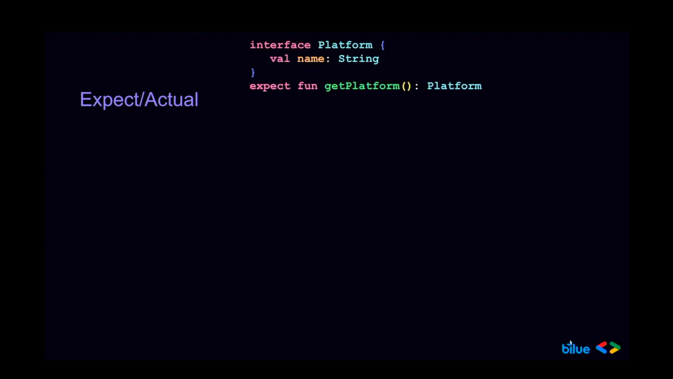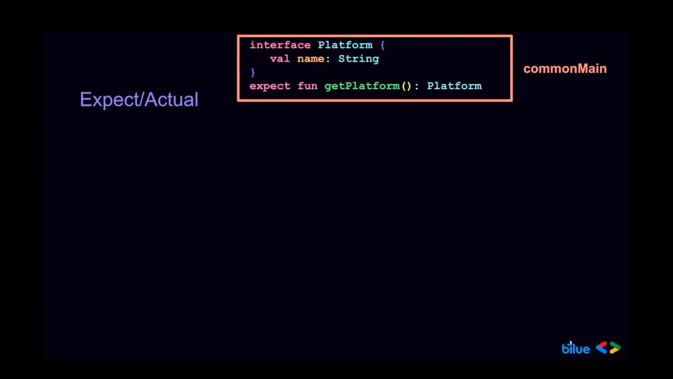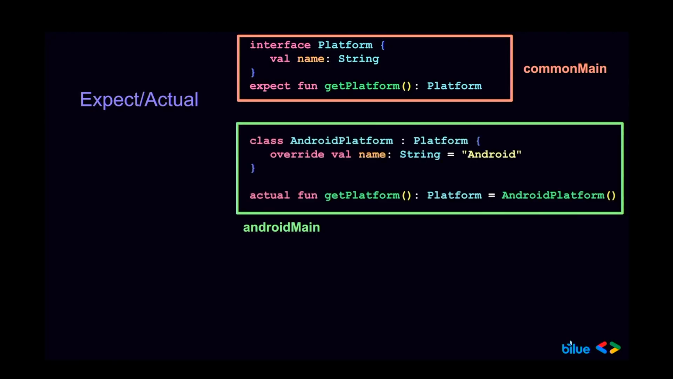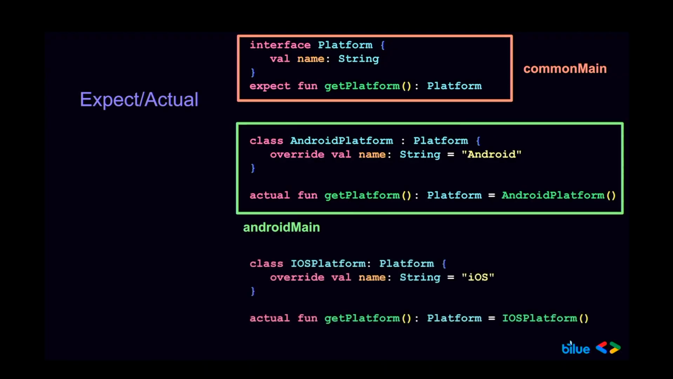So a really simple example is if we're just going to pass some text. If I've got this platform object here, I can have an expect function. Whenever I call this get platform function, it's going to return a platform that I put in common main. Then in the Android platform, I have the implementation of that platform class, and then my actual function will pass that implementation back. So I'm passing back the Android string in this case.